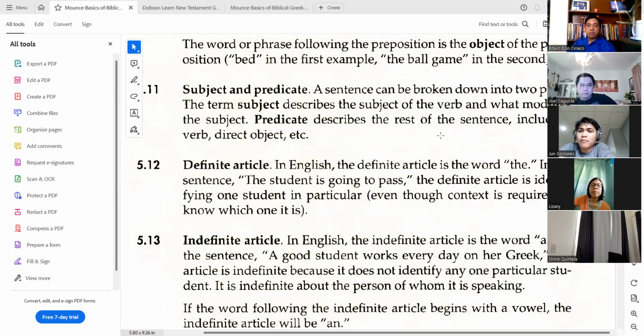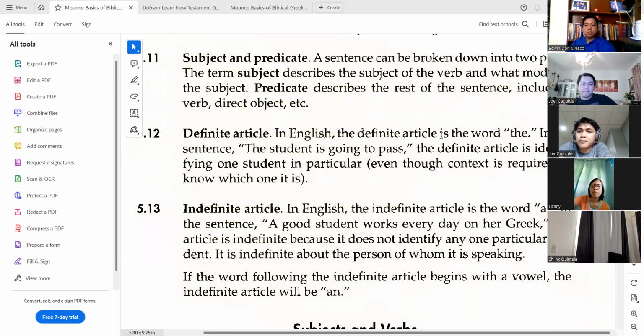And then definite article, the. In the sentence, the student is going to pass, the definite article is identified as the word the, in the student. So the is a definite article. If it's not a definite article, you simply use a student. Okay? So what's the difference between the student and a student?